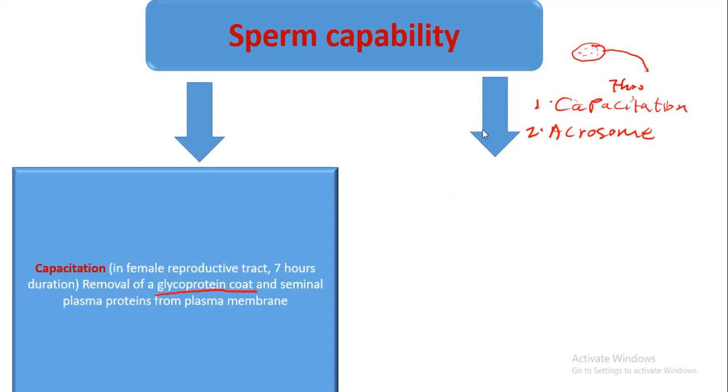glycoprotein coat. So you need to understand that the head of the sperm is made up of the glycoprotein coat. It's like a coat shielding what is inside the sperm. What is inside the sperm is the one responsible for causing fertilization. So before that takes place, this glycoprotein, which is made up of glycogen and proteins, has to be removed.